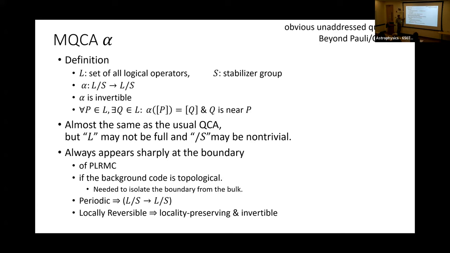So it's almost the same as the usual QCA, which is defined for the full operator algebra. Now we are considering some subset, modulo something else. So it's something more general. It's not a fair comparison though. We only consider Pauli operators, not the general algebra.